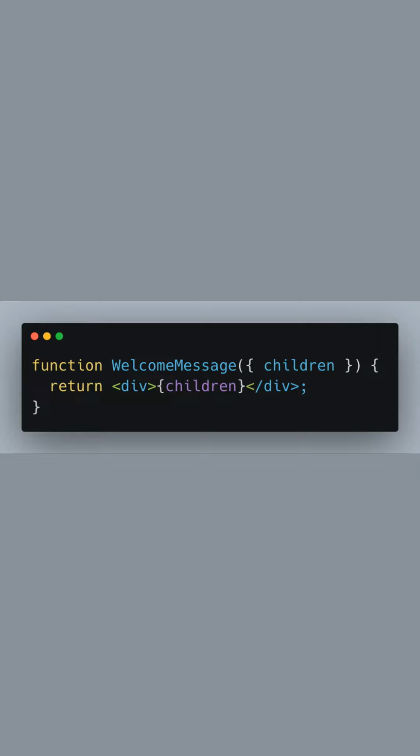In this first scene, we're looking at a functional component called WelcomeMessage. Notice the use of destructuring in the function's parameter to directly extract the children prop. This children prop is a special prop in React that allows you to pass components, strings, or JSX directly between the component's opening and closing tags. Here, it is used to render whatever is passed to it inside a div element.